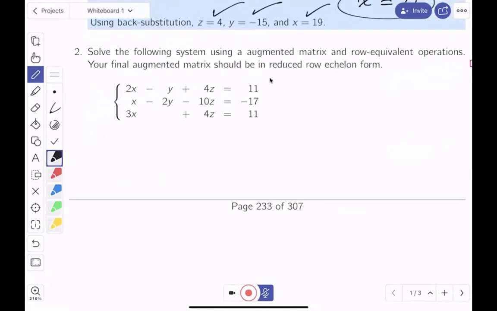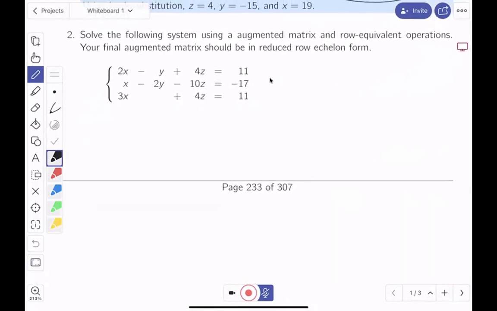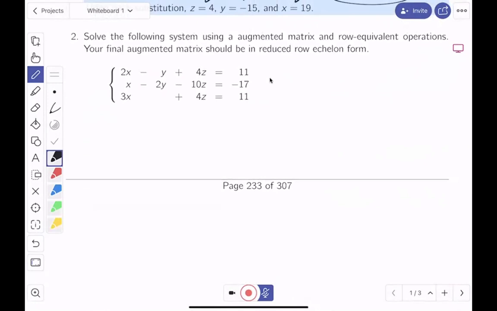This one over here, number 2. What they want me to do is use an augmented matrix and elementary row operations to get this into reduced row echelon form. All right, let's write this down. Put the matrix down first. It's going to be 2, 1, 3, -1, -2, none, 4, -10, 4, 11, -17, and 11.